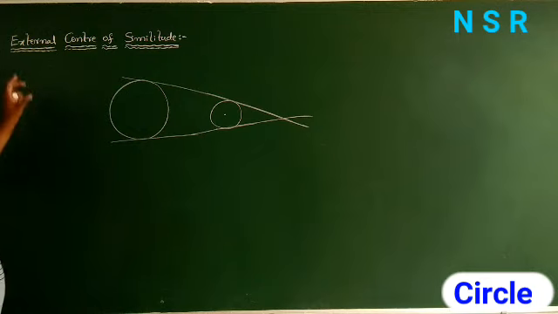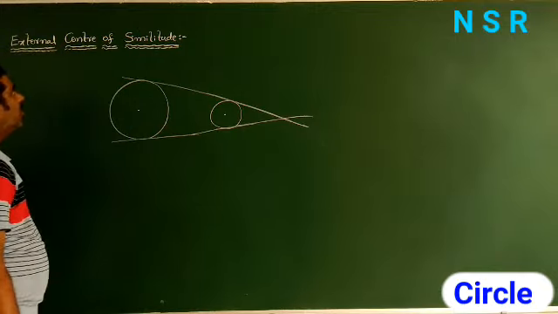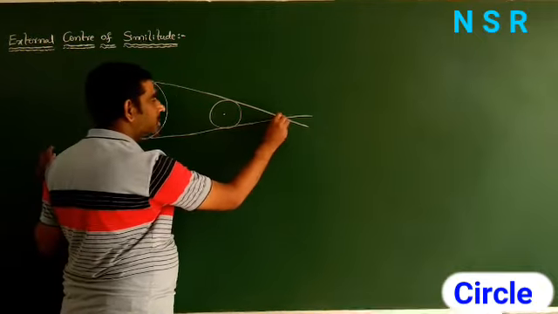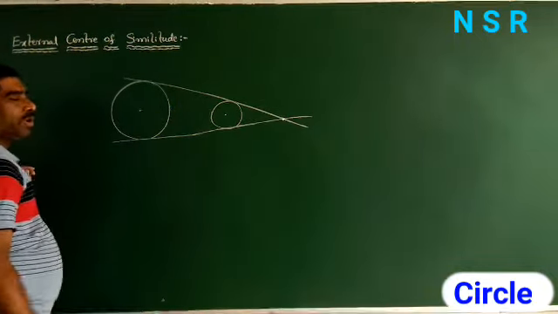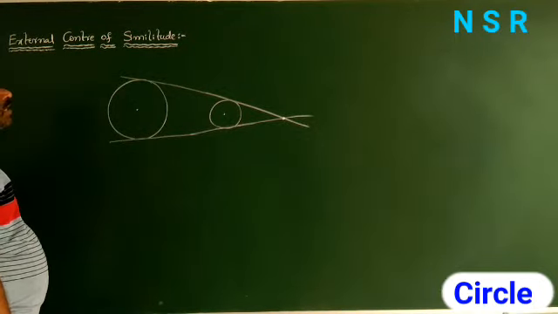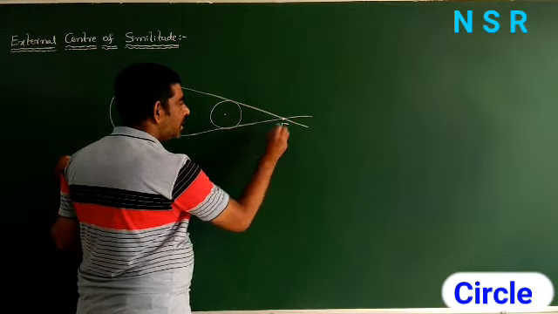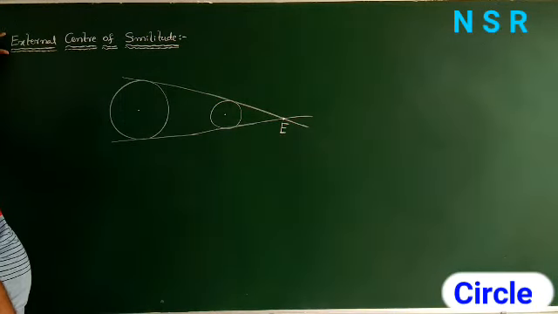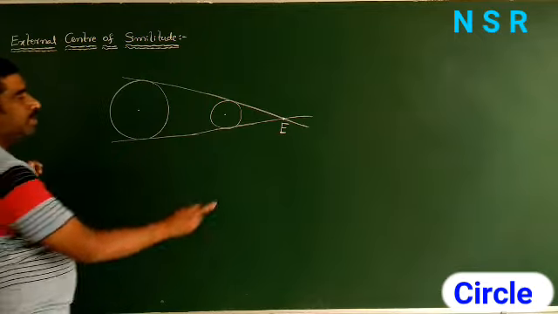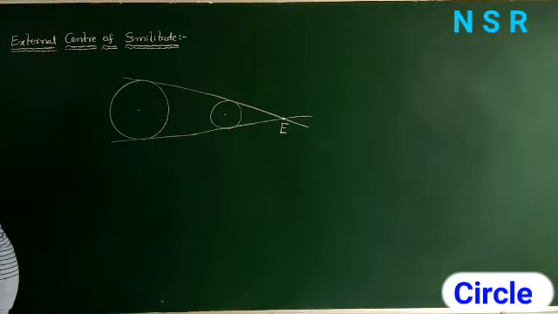So external center of similitude: if S equal to 0 and S dash equal to 0 are two circles, the intersection point of direct common tangents is called the external center of similitude. It is denoted by E. External starts with E, so it is denoted with capital E. So E is the external center of similitude.